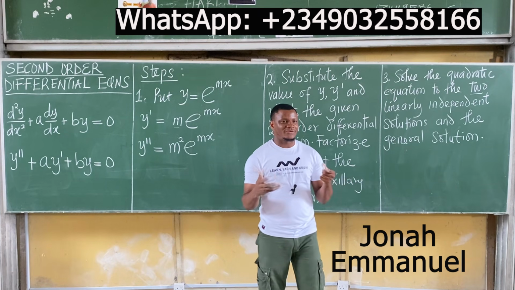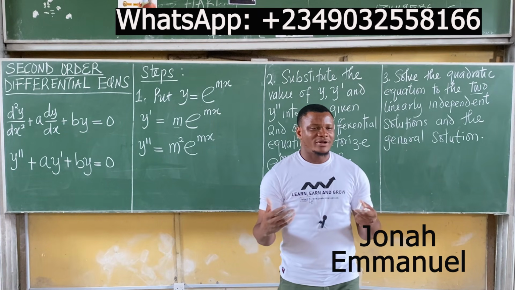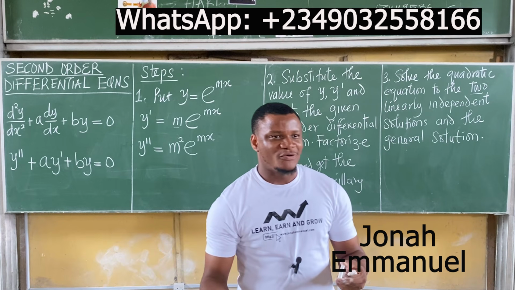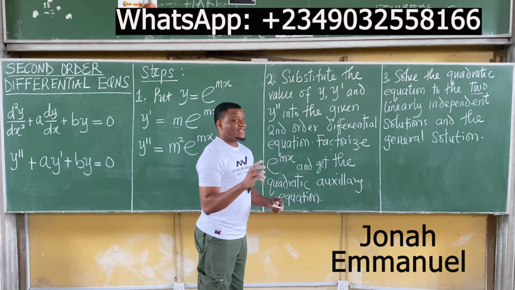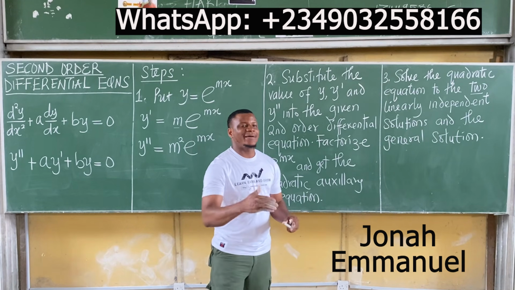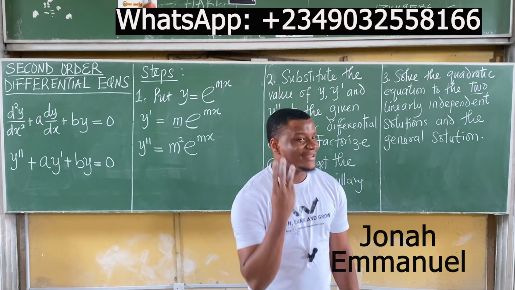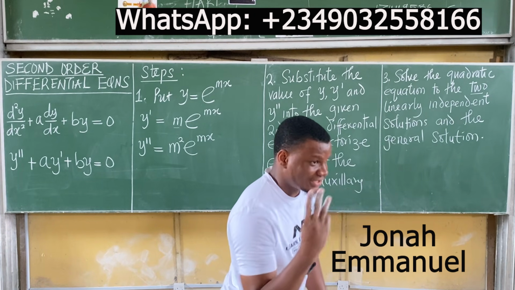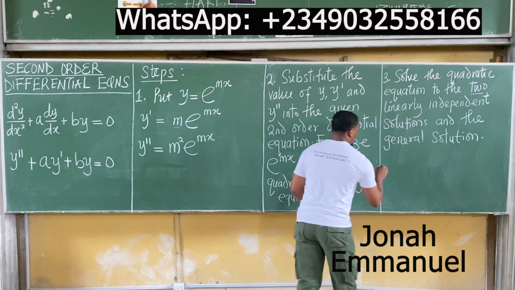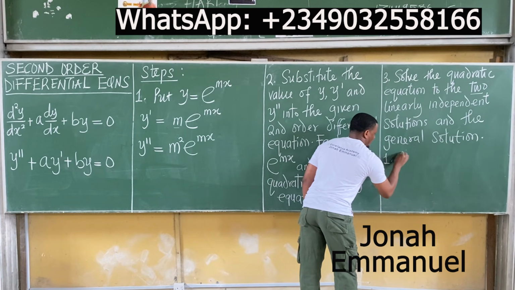What are the types of roots of the quadratic equation? For a quadratic equation, when you solve it, you expect how many kinds of answers? You expect 2 answers, but how many types of roots do you have? You have 3 types of roots of a quadratic equation.